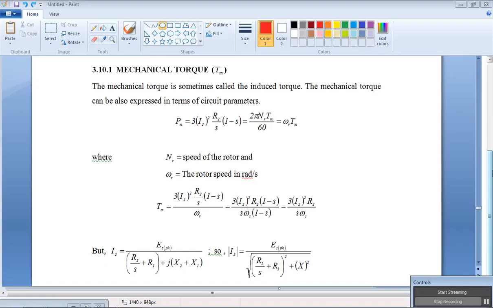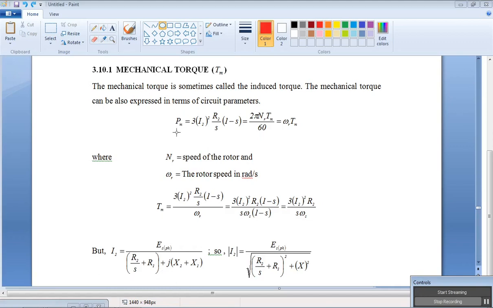Okay, so for today, I want to discuss the derivation of the equation for mechanical torque in terms of parameters. This equation is important in order to calculate the maximum torque and starting torque, as well as when we want to implement speed control for an induction motor. So we can start by looking at this equation.